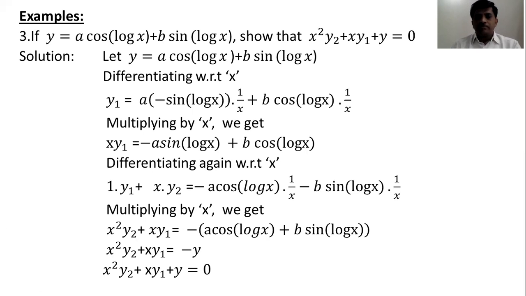Again multiplying by x on both the sides, we get x square y2 plus x y1 is equal to minus of a cos log x plus b sin log x. This represents the given equation y. Then minus y shifts to the left hand side: x square y2 plus x y1 plus y is equal to 0. This is our required result.